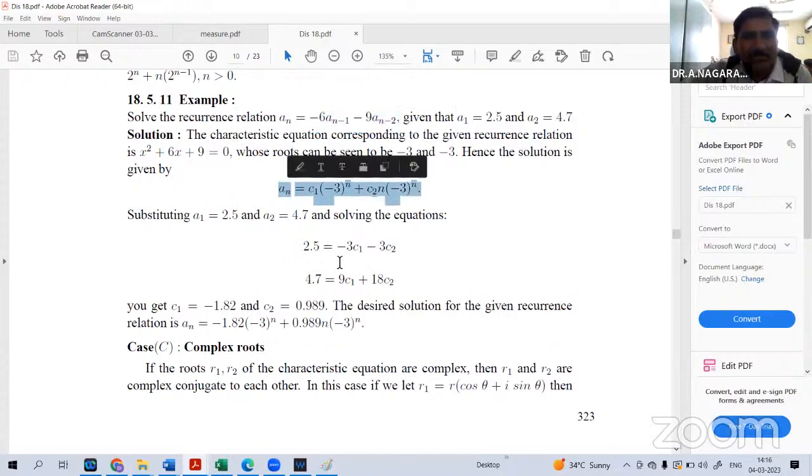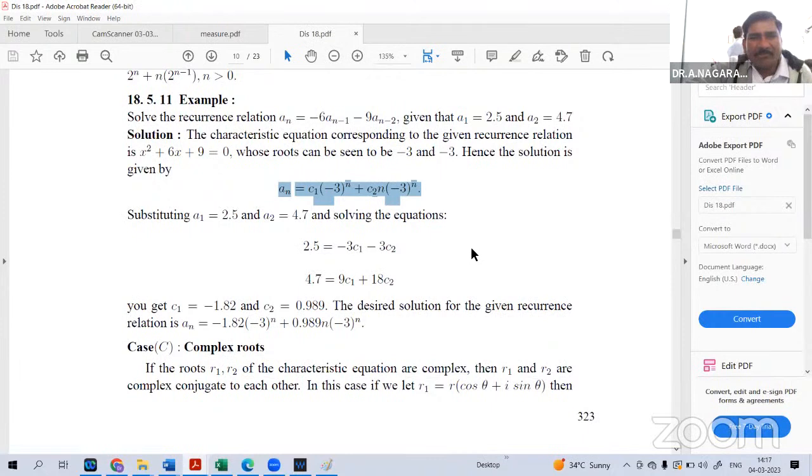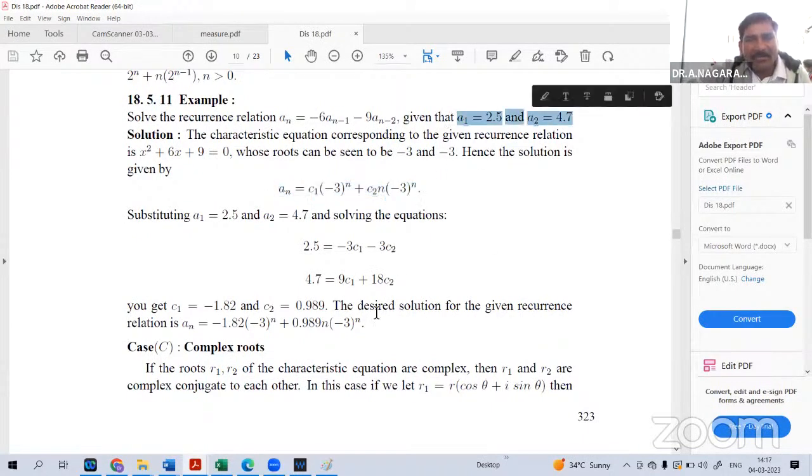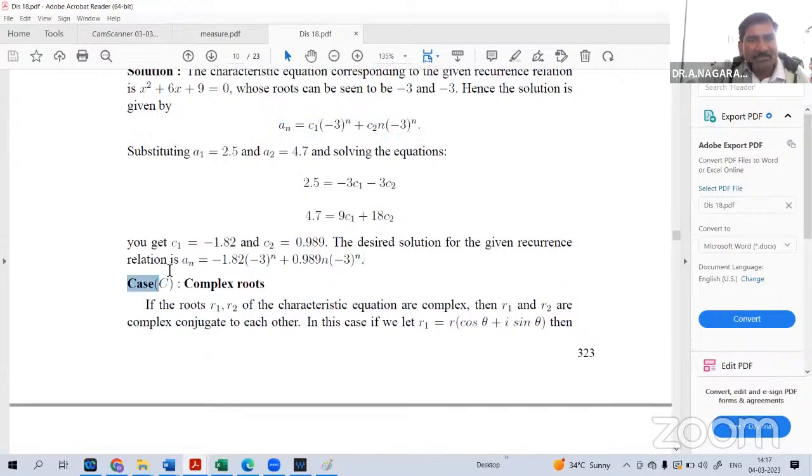Now solving that, the roots give a_n equal to c1 into (minus 3) whole to the power of n plus c2 n into (minus 3) whole to the power of n. Here the initial conditions I will substitute, and here I will get the solution. The next part, 3.2, is completed: roots are real and distinct, and roots are real and equal.